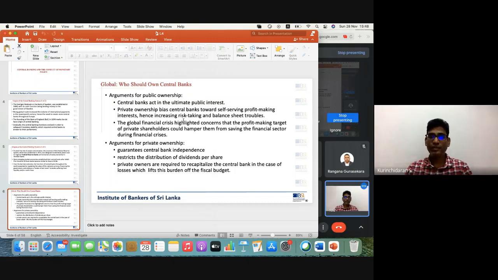Anyway, it is responsible and accountable to Parliament, right? If you take the Federal Reserve, commercial banks own the Fed, right? Investment and everything comes from the Federal Reserve. So there are questions about whether it should be public ownership or private ownership. I have given those explanations as well, you can go through them.